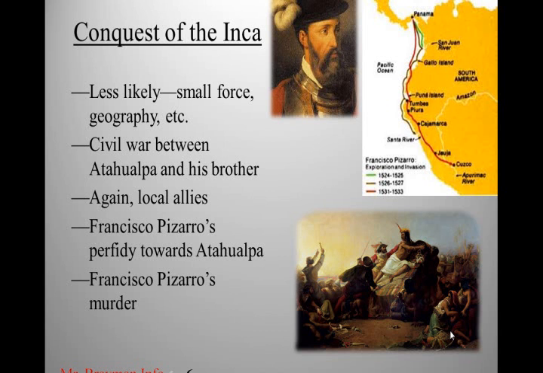There was a civil war going on between the ruler Atahualpa and his brother, and so the Inca Empire was kind of broken up. And he was also able to come in and make local allies who were willing to help him and his men go fight the Inca. And so they got into the capital and were able to take Atahualpa hostage.